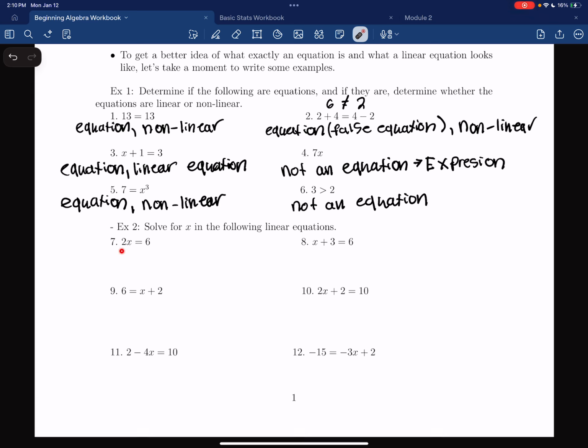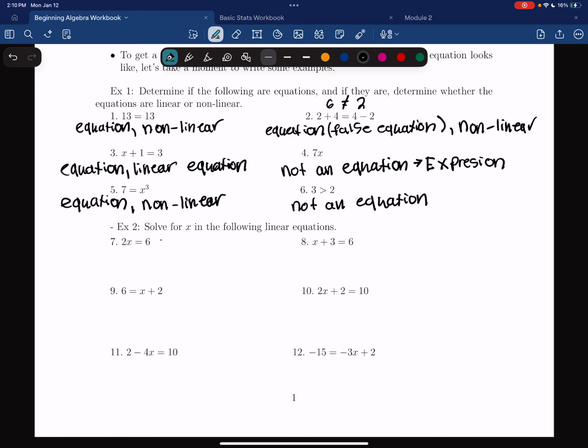So what this is saying is, what do we have to multiply 2 by to get to 6? So 2 times what equals 6? That's what this is asking. What is the value of x? 2 times what equals 6? Well, that's 3, right? Because 2 times 3 is 6. So just by thinking about it logically, without doing any algebra, we know that x has to equal 3.